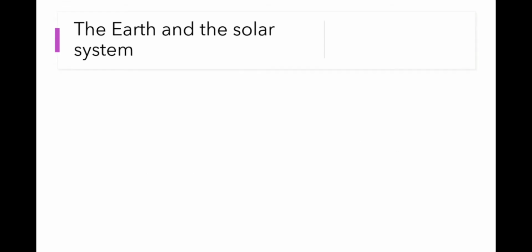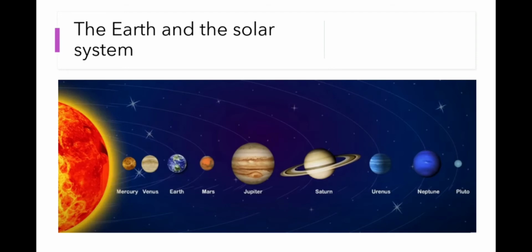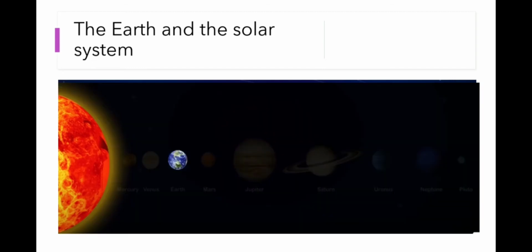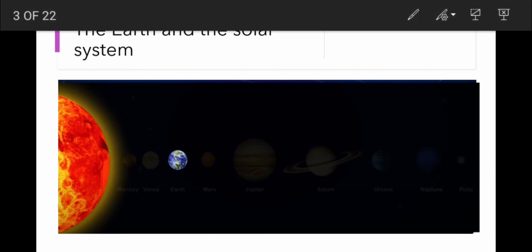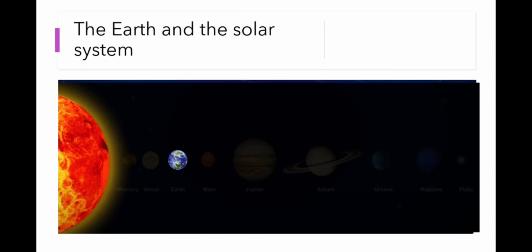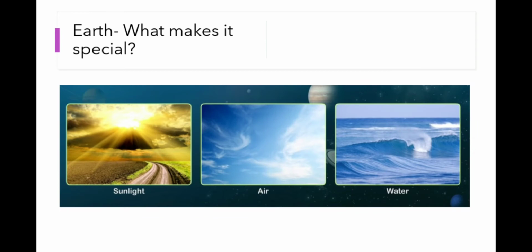Now, before we begin, let us know something about Earth. Planet Earth is different from other planets. We know that the Earth is the third planet in the solar system and it receives sufficient sunlight to exist. Earth is special. Why is the Earth special? The Earth is special because we have sunlight, we have air, we have water.